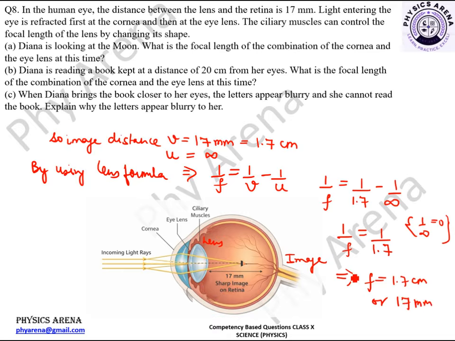So this is the focal length of the lens, in which the distance between the lens and the retina is 17 millimeter. But this focal length is when the object is placed at infinity. If the distance of the object is changed, the focal length can be changed, and we all know that can be achieved by ciliary muscles. So part A is done.